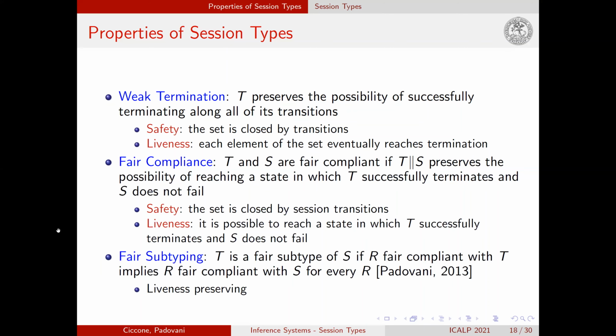To conclude, we consider fair subtyping, which is a different kind of property. It states that T is a fair subtype of S if R fair compliant with T implies R fair compliant with S for every client R. And this is a liveness preserving property, as we will see in a while.